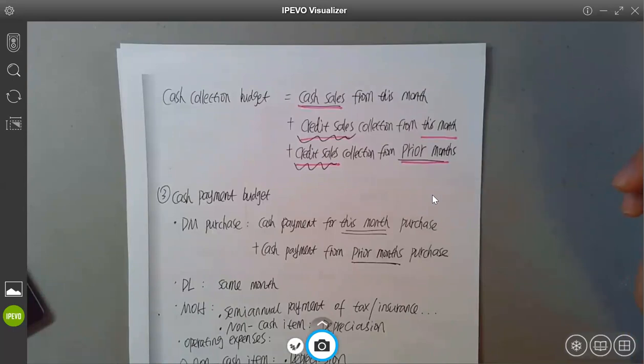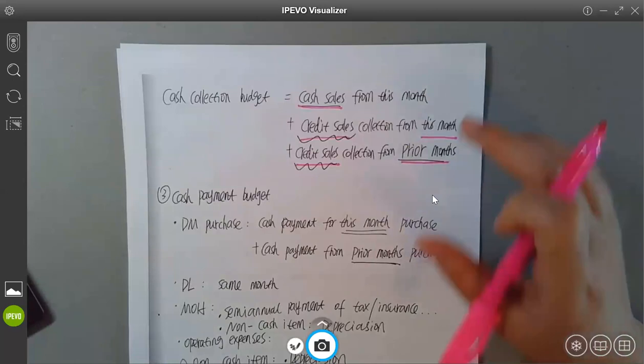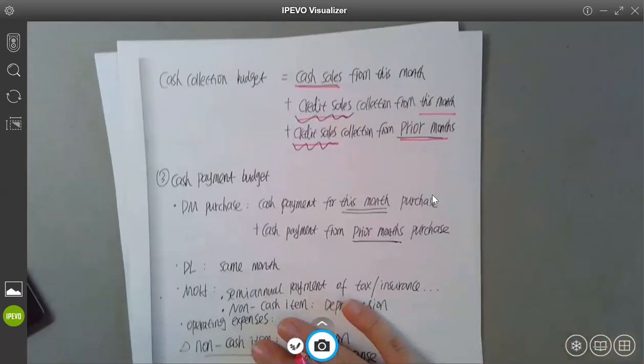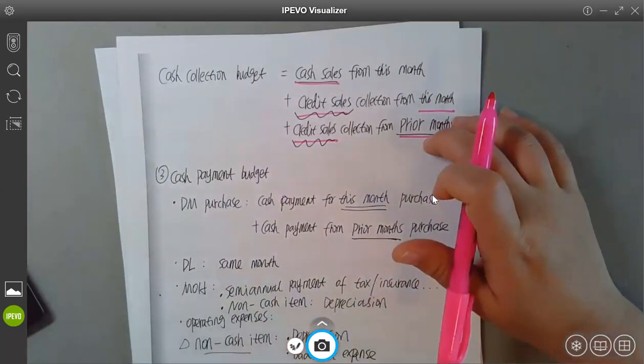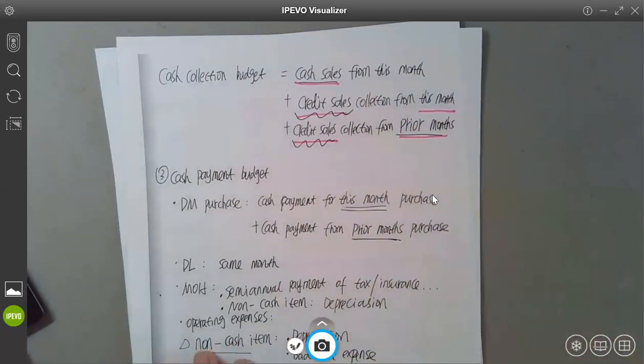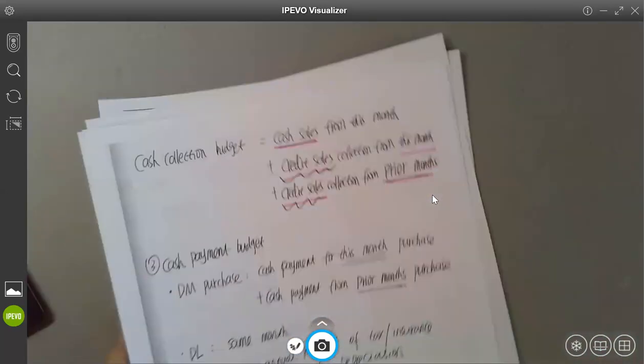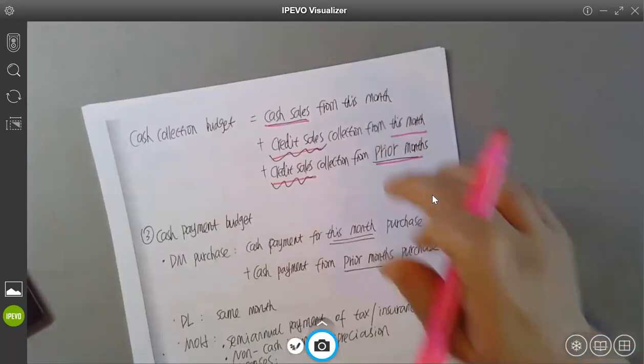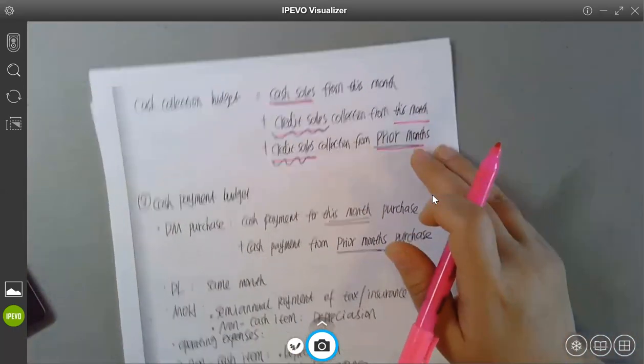Similarly, for a credit sale in January, some will be collected in January, some in February, some in March. So your March collection also includes the credit sales collected from your January credit sales. As I say, I'm not going to do the numbers, but this is important. Even when I teach the accounting students, this is important for CPA tests. So make sure you get the cash collection budget.